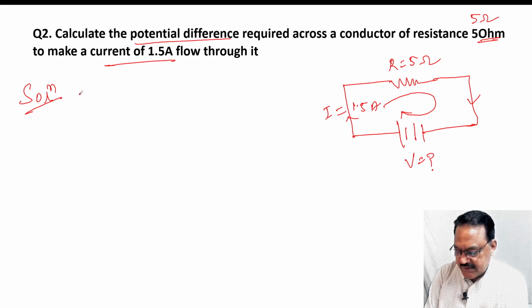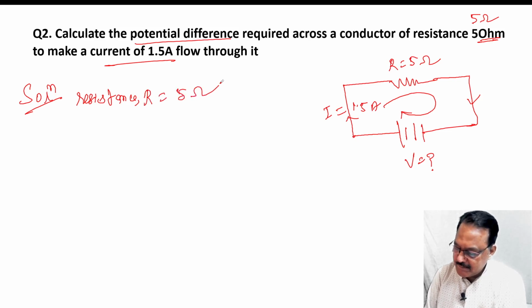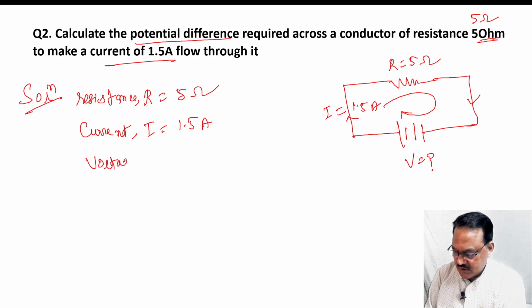So we can write here the given parameters. The resistance R equal to 5 ohm. The next, current in the circuit, current I is equal to 1.5 ampere, and voltage, or we can say potential difference PD, V, is to be calculated here.